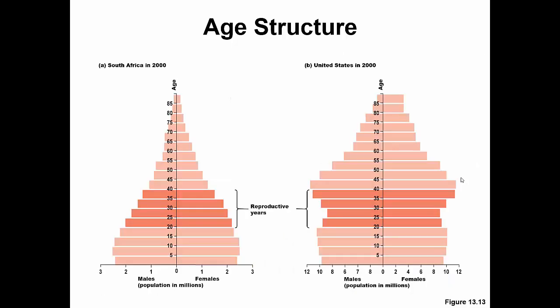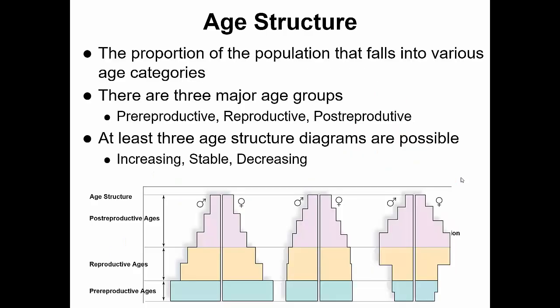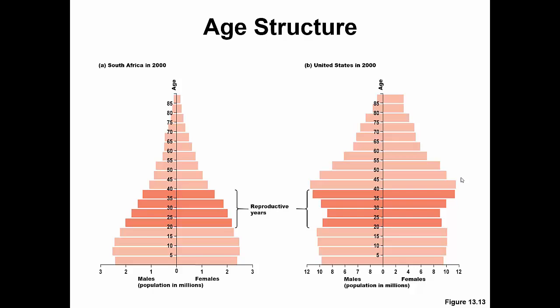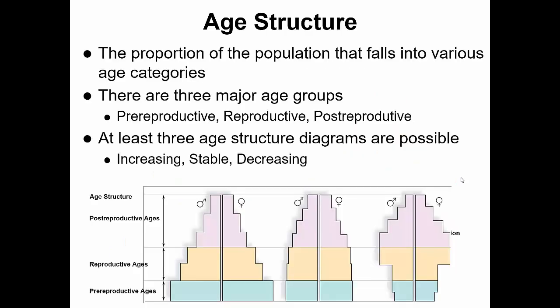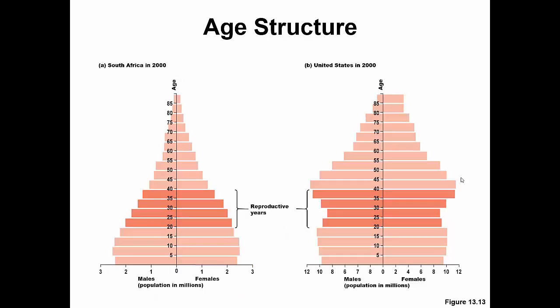Here we see age structure diagrams from two countries, South Africa in 2000 and the United States in 2000. And so what we notice is that South Africa, as a country that's less developed than the United States, has more of an expanding population structure, similar to the far left that we see on this particular slide, whereas the United States is closer to this stable population that we see in the middle there.